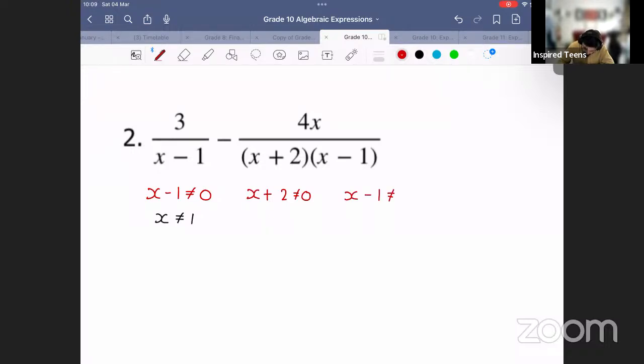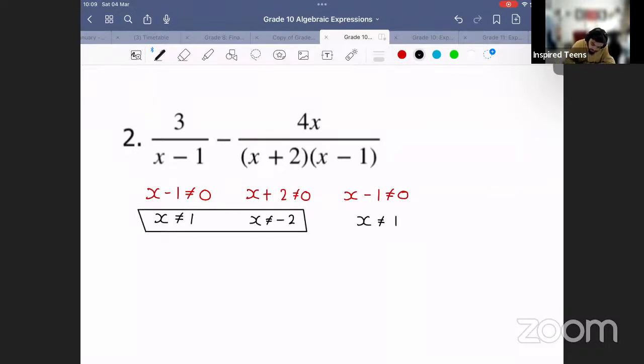This is a repeat of the other one, so we don't actually have to do it again, but I'll just do it again because it's a repeat of this one. Here, when I take 2 over to the other side, x cannot equal -2. And here, x again cannot equal 1. We know that already. So basically, these are the two restrictions. A restriction is what x cannot be equal to.